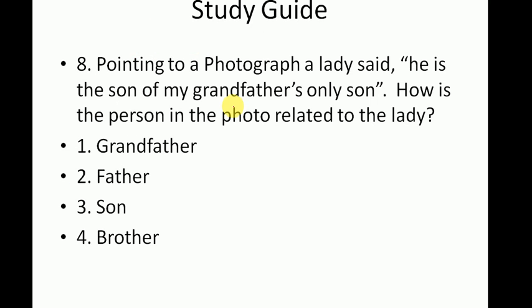Pointing to a photograph, the lady said, he is the son of my grandfather's only son. How is the person in the photo related to the lady? Now let us clearly understand what is being said. First of all, you have to decode it. The son of my grandfather's only son. Who is me? Me here is a lady. Now the son of my grandfather's only son. This is my father. This is my grandfather. So I reached the grandfather. Now grandfather's only son is my father, the lady's father.